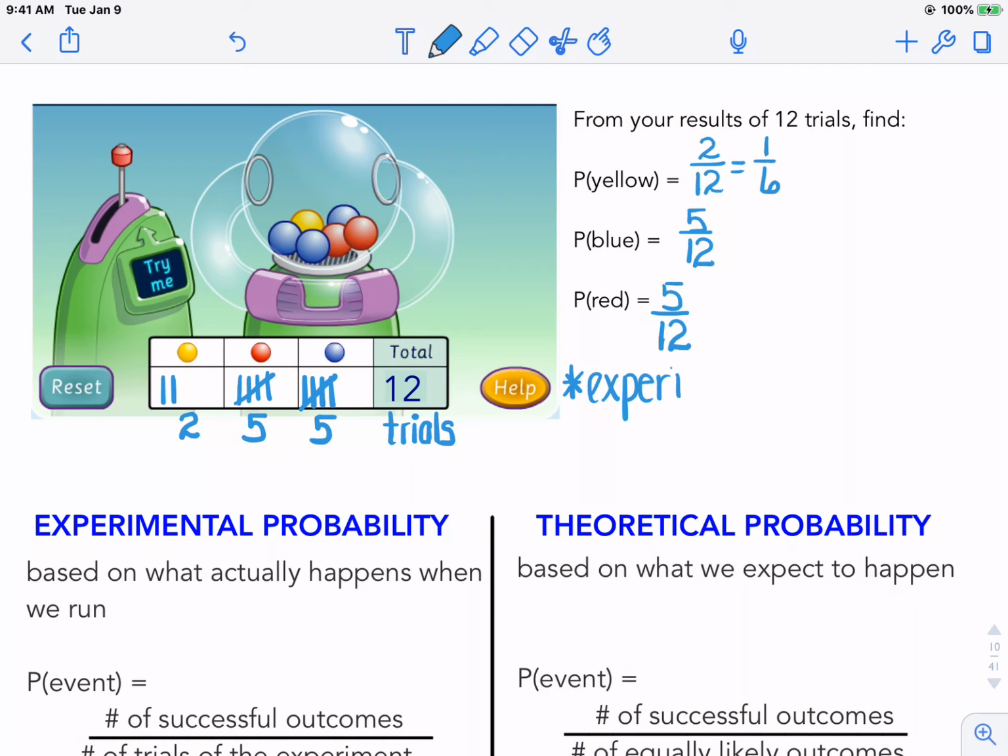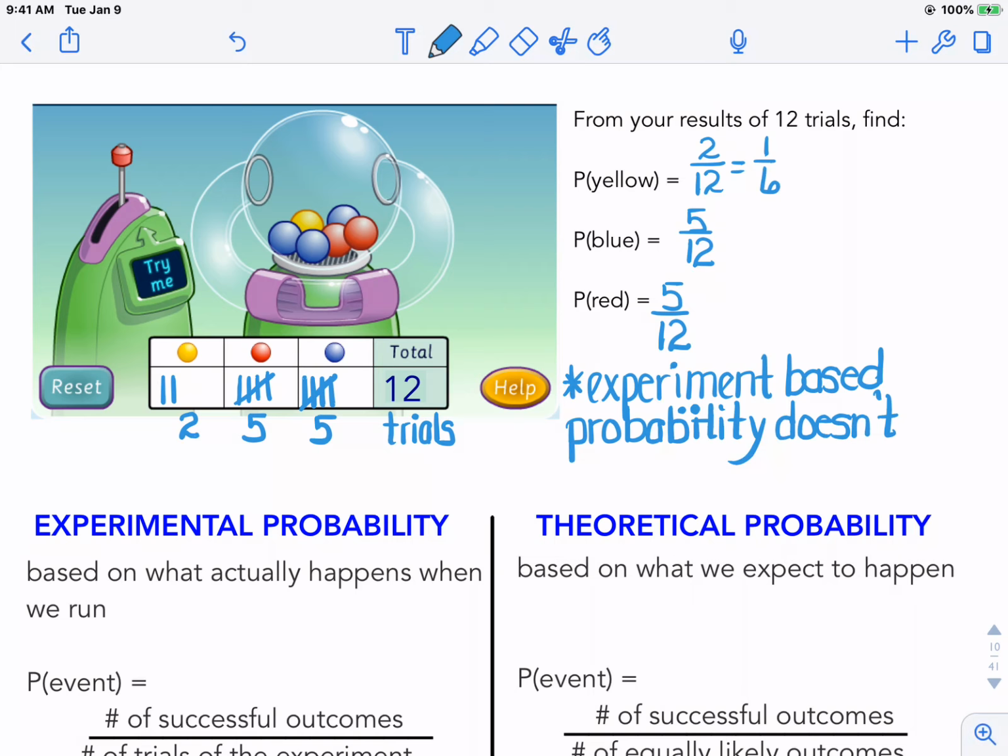So my experiment-based probability, and carefully add this into your notes, it doesn't always match what's expected. I should probably spell probability correctly, huh? Probability doesn't always, in fact, it doesn't usually equal my expected probability, or what's called my theoretical probability.